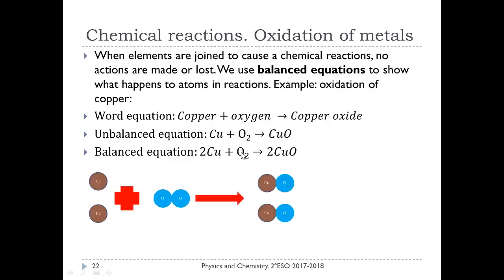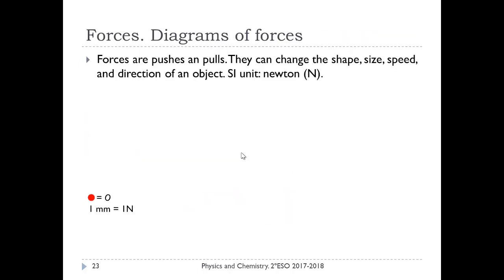Another way to see this is in a graphical way. 2 atoms of copper, which are separate, react with a molecule of oxygen, creating 2 molecules of copper oxide. So, in a diagram, forces are pushes and pulls. They can change the speed, size, shape, and direction of an object, and their SI unit is the Newton, which is kilograms times meter divided by second squared.